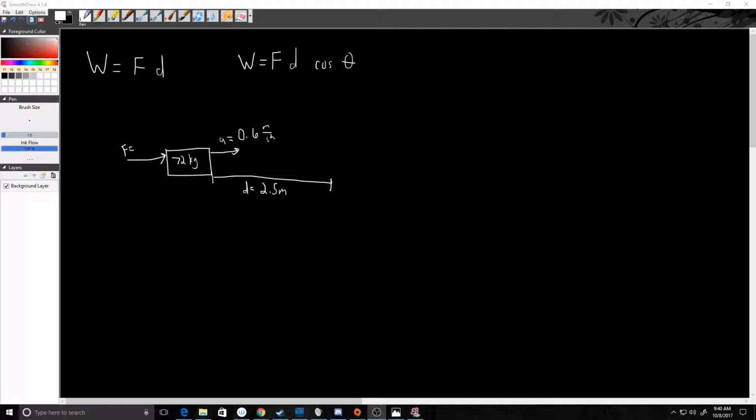So one of the things we could ask then is how much work is done to move that fridge? Work and energy are kind of the same thing. It gives us a way to calculate each other. So starting off, we're just going to look at work. Two equations we're going to want are work equals force times distance, and work equals force times distance times cosine of theta.